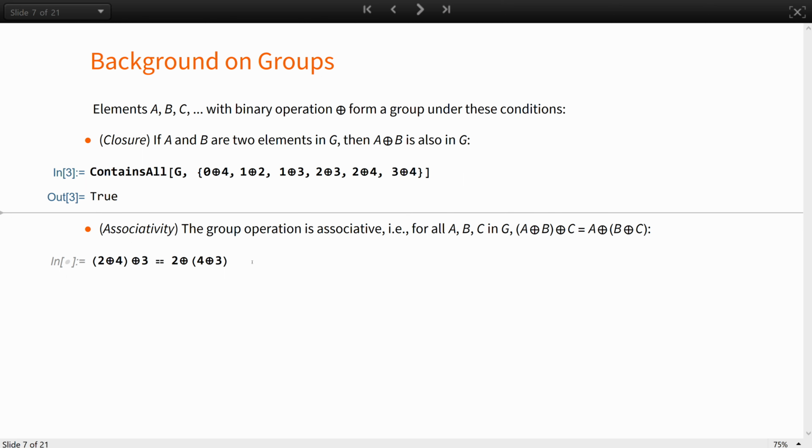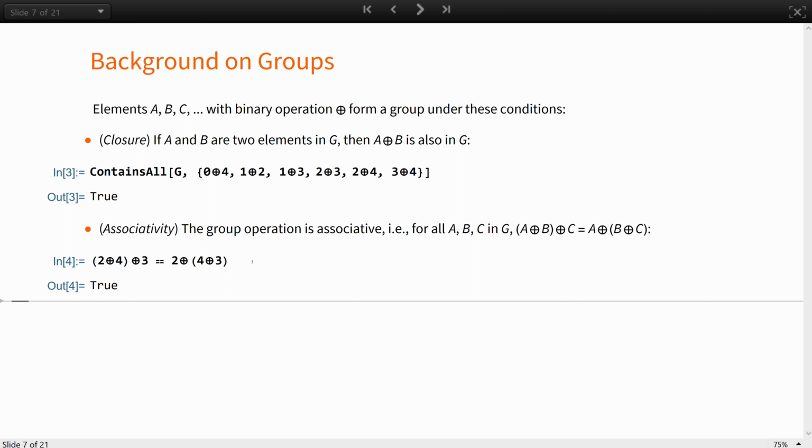Next property is associativity. The group operation is associative if for all elements A, B, and C in the group, adding C to the result of A plus B is the same as adding A to the result of B plus C. And the associativity is satisfied under our example set and the operation being addition modulo 5.